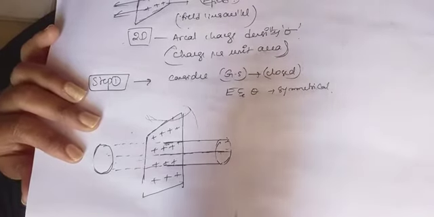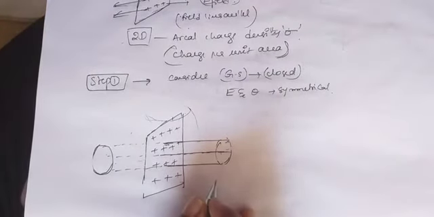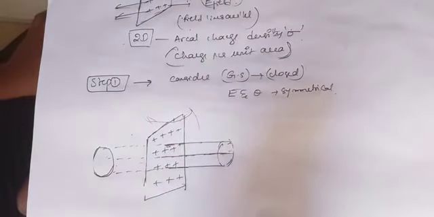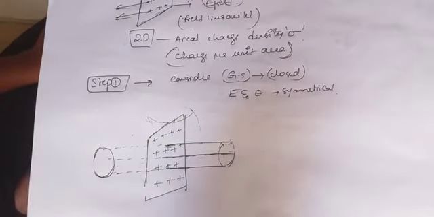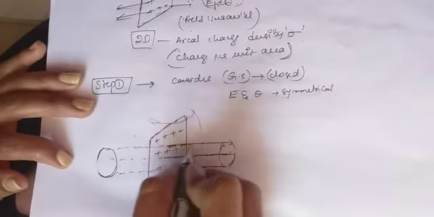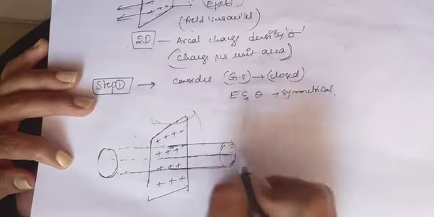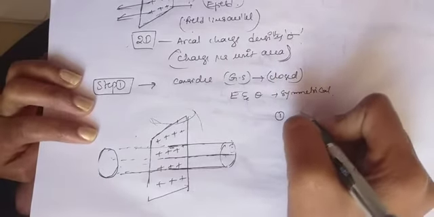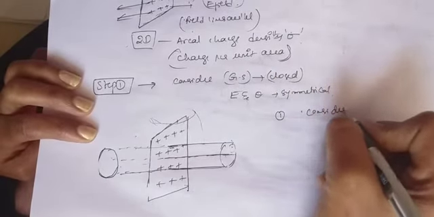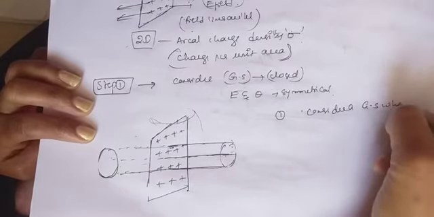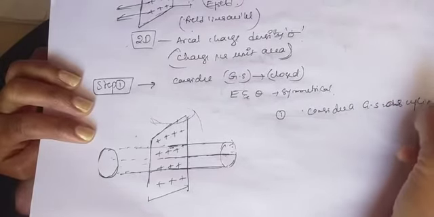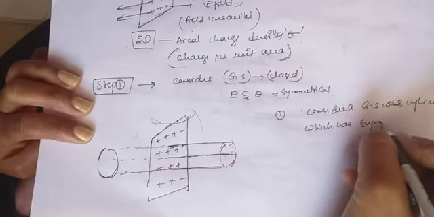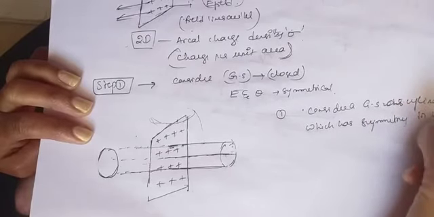Now the electric field must be symmetrical at every point. For the cylinder we have two kinds of surfaces: a curved surface and a flat surface. First, consider a Gaussian surface as a cylinder which has symmetry. Symmetry in what? Symmetry in E and theta.